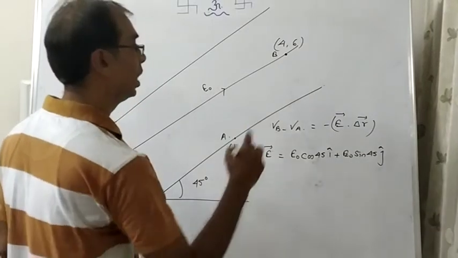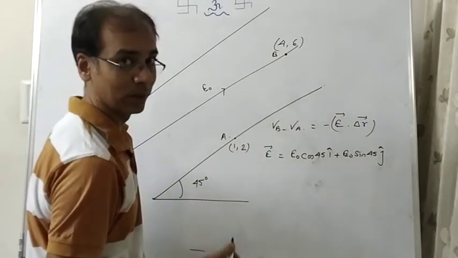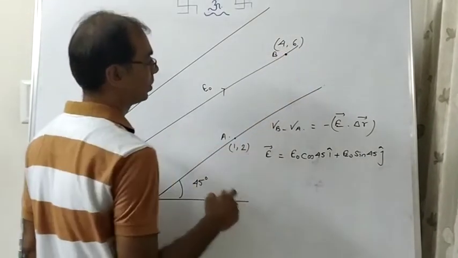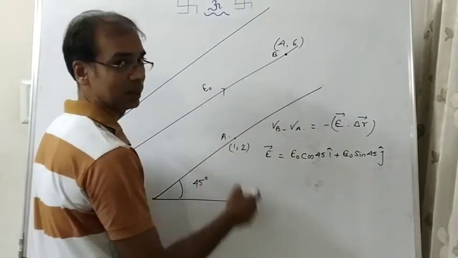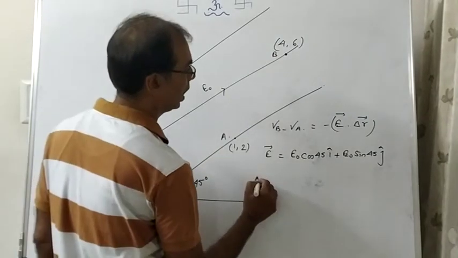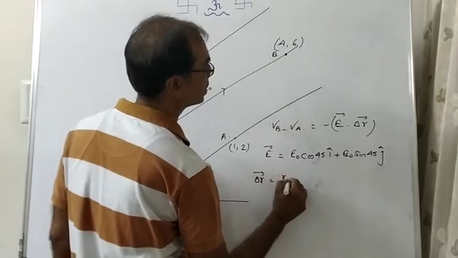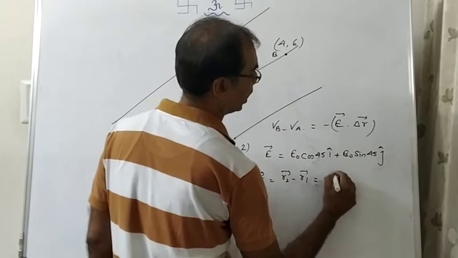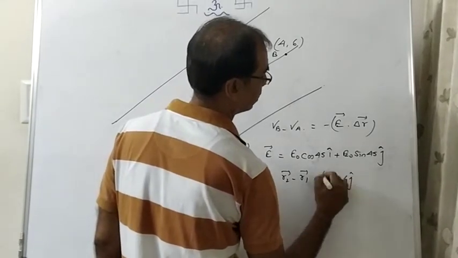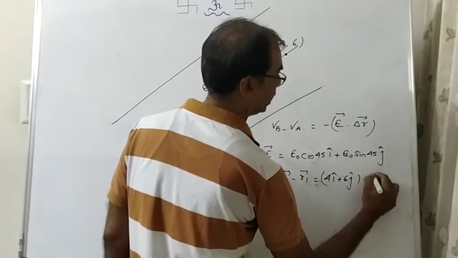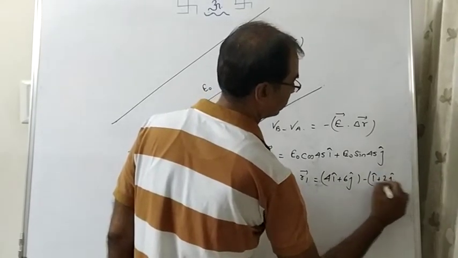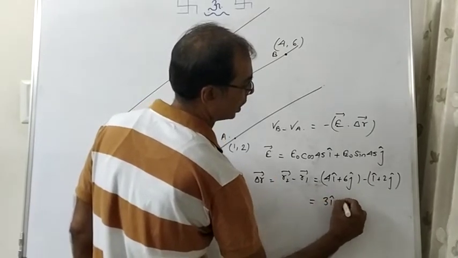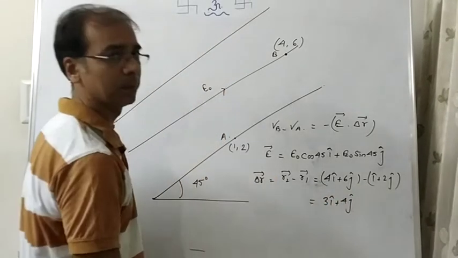Correct. Now I want delta R. Delta R means R2 minus R1. Its position vector we know, we can write this as 4i cap plus 6j cap, whereas this one we can write as i cap plus 2j cap. So delta R, which is actually R2 minus R1, can be written as 4i plus 6j cap minus i cap plus 2j cap. So what's coming? That is 3i cap plus 4j cap.